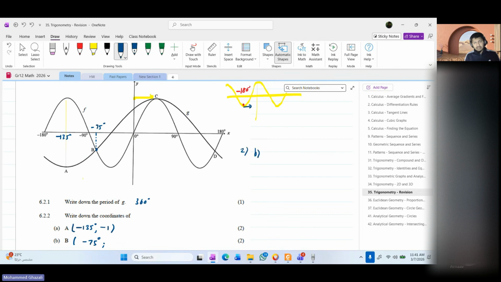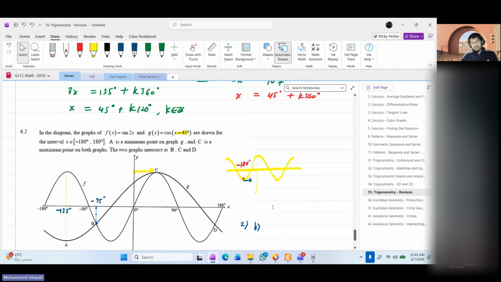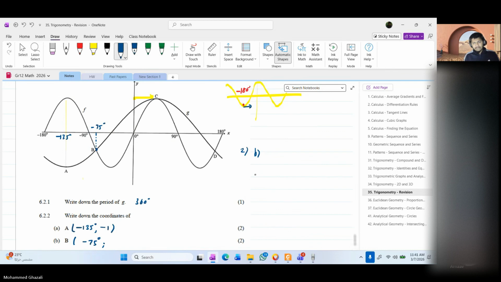So this is part 2B. I will substitute into either equation, whichever one is easier. Let me just substitute into sine 2x. F of negative 75, this is the F graph, the sine graph, right? So F of negative 75 is sine 2 times negative 75, which is sine of negative 150. That's easy to simplify. Negative 150 is in the third quadrant, negative half. So the y value is actually negative half.